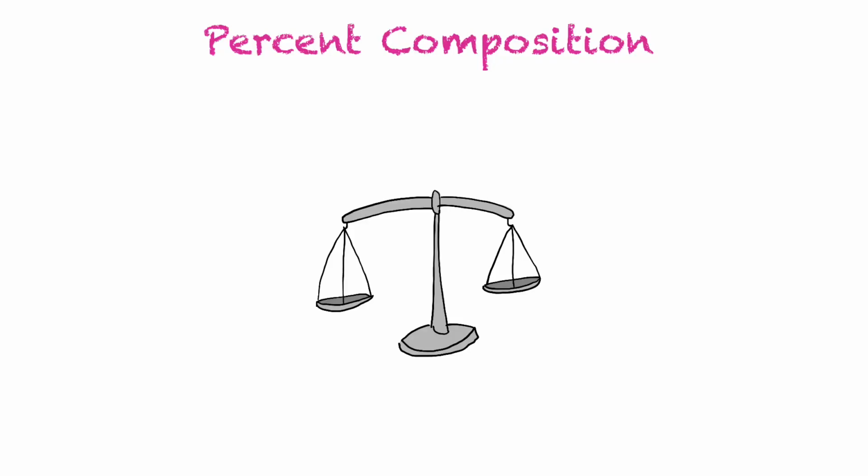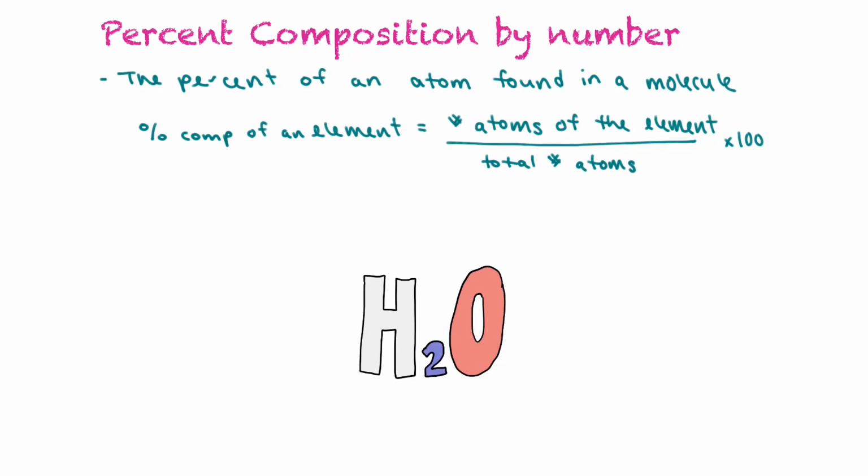In this video, we're going to learn about percent composition, and we'll learn the difference between percent composition by number and percent composition by mass. So percent composition by number is the percent of an atom found in a molecule, and it's calculated as the percent composition of an element equals the number of atoms of that element divided by the total number of atoms times 100.